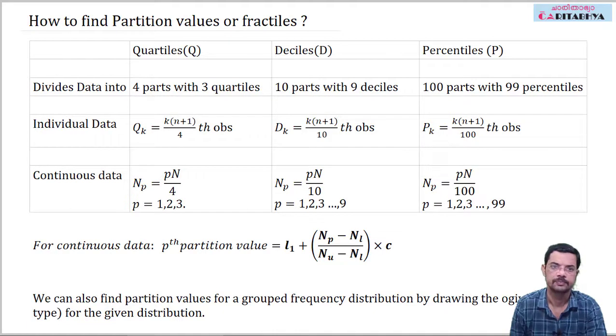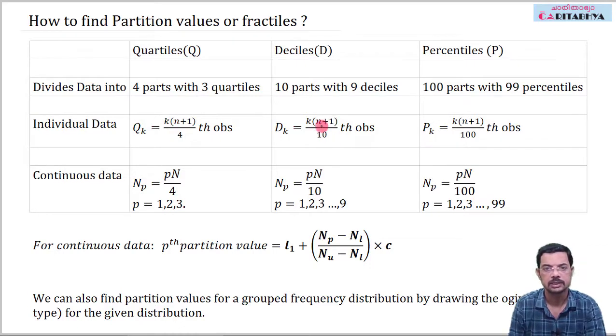Let us understand this. So this is a summary of what we discussed right now. For quartiles, the data is divided into 4 parts with 3 quartiles. For deciles, the data is divided into 10 parts with 9 deciles. And for percentiles, the data is divided into 100 parts with 99 percentiles. Okay. So, the formula to find the quartile for individual data will be k into n plus 1 by 4, for the kth quartile.